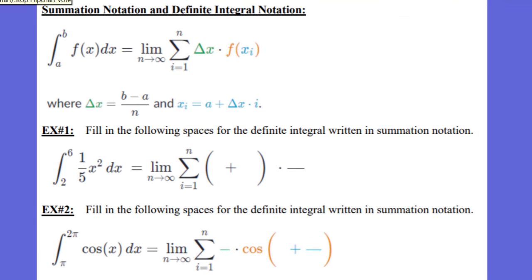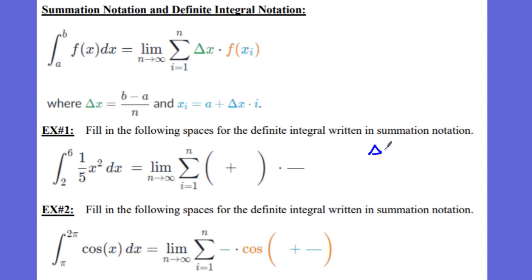We have our summation notation and definite integral. This is on the little bit more difficult side. Might be an equation you have to remember. This is when we take the integral from a to b of a function f of x with respect to x. The summation notation is the limit as n approaches infinity of the summation from i equals 1 of delta x times f of xi. We have equations for each one of these things. So take a look here.